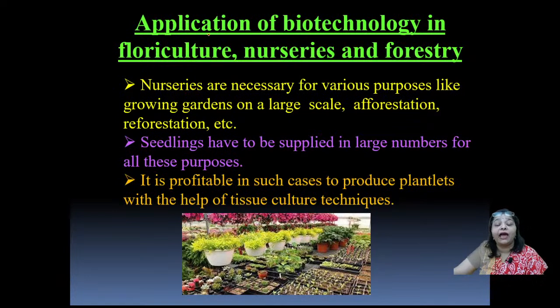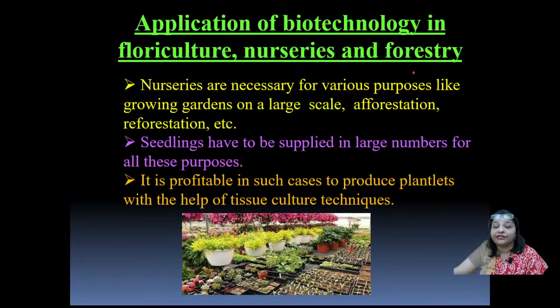Now let us see what are the applications of biotechnology. Applications of biotechnology can be seen in various fields like floriculture, nurseries and forestry also. Nowadays, there's a lot of land that has become barren, isn't it? Because of deforestation, because of other reasons, because of changing climatic conditions. So all these conditions can be revived again using biotechnology. We can apply techniques of biotechnology to make our earth greener and greener again, right?